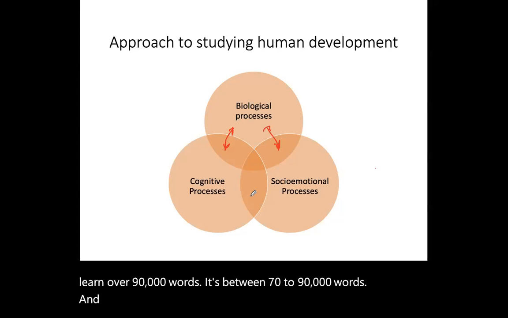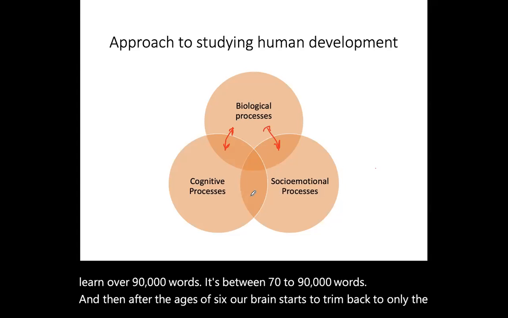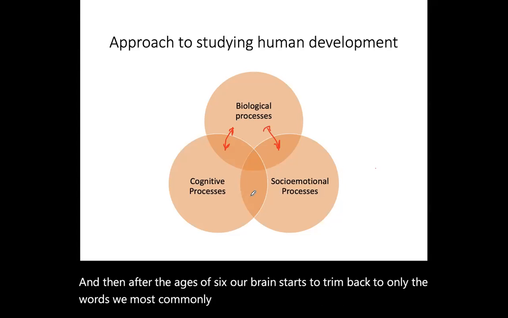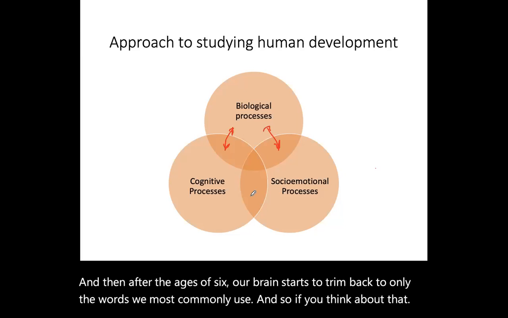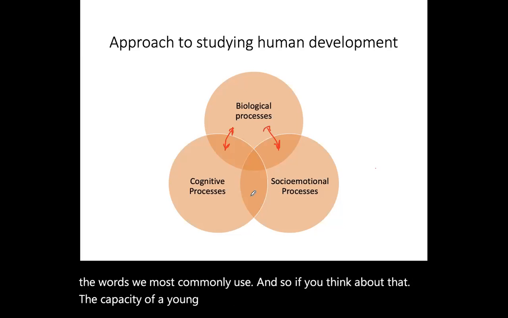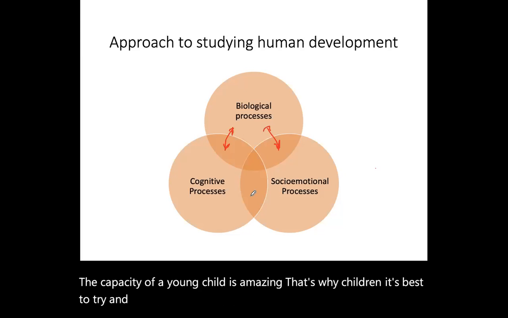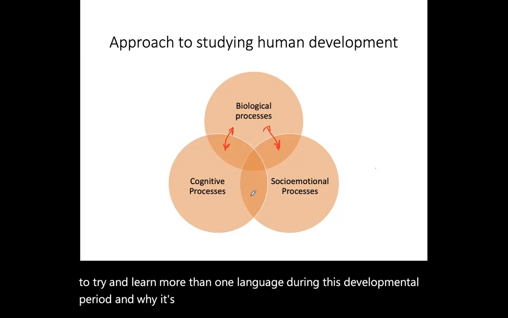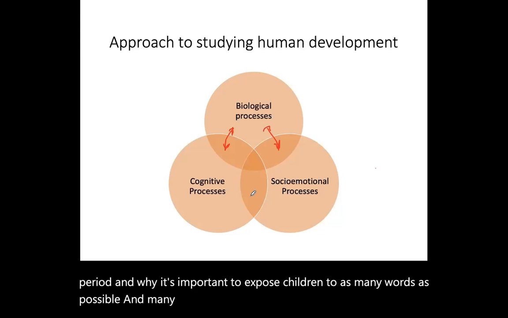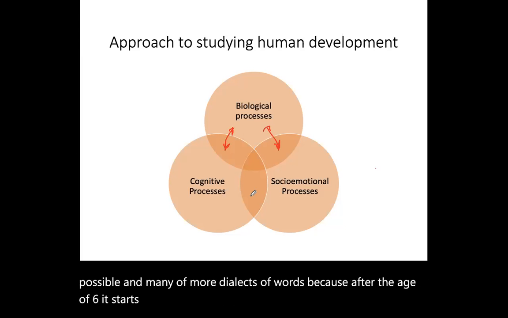And then after the age of 6, our brain starts to trim back to only the words we most commonly use. And so if you think about that, the capacity of a young child is amazing. That's why it's best to try and learn more than one language during this developmental period. It's important to expose children to as many words as possible and many more dialects of words, because after the age of 6, it starts to trim away.